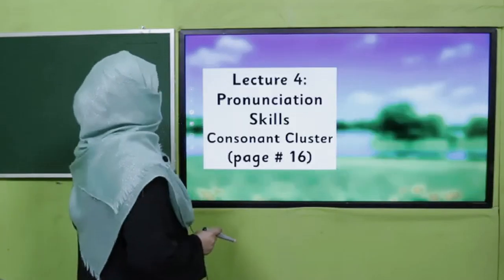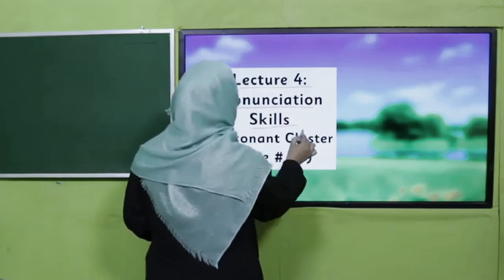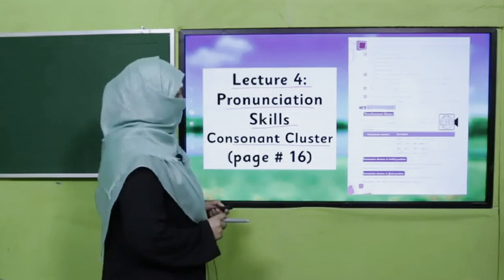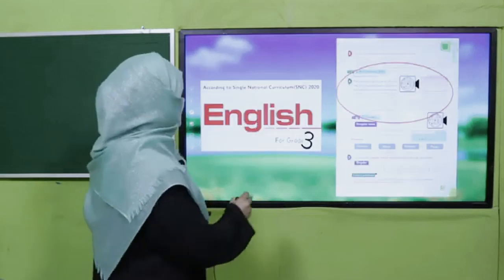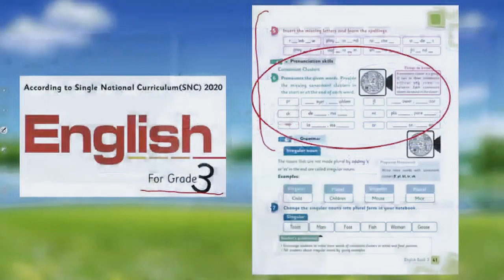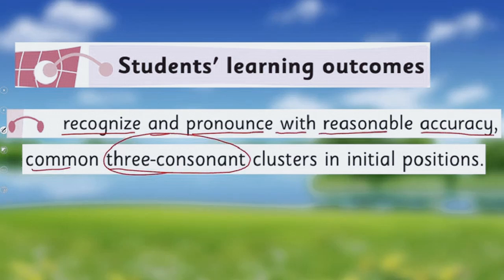Yes, my dear students, today's lecture 4, under the title of Pronunciation Skills, we are going to learn about consonant clusters and we'll cover page number 16 of your book. Before this, in English for grade 3, I have already taught you consonant clusters. I hope you remember. If not, you may watch this video again. So we are going to learn further and we'll cover the SLO: to recognize and pronounce with reasonable accuracy common 3 consonant clusters in initial positions. This is our today's SLO.